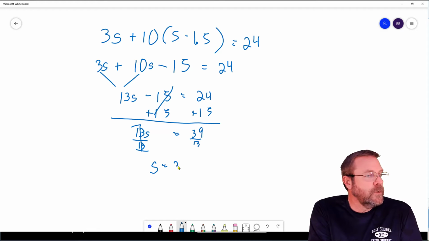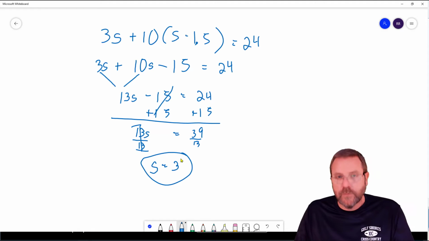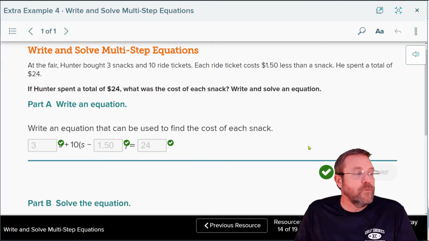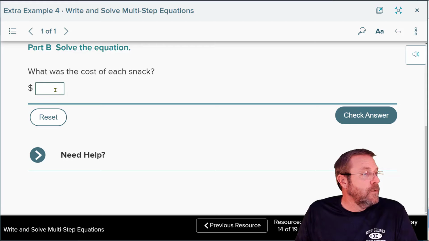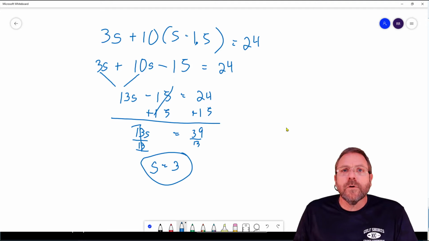39 divided by 13 is 3. So each of the snacks cost him $3. And $3 for a snack at the fair, I think that's a really good price. Put your 3 right here. Check your answer. The answer checks. This is showing your work. That is what I must see if you want credit for it.